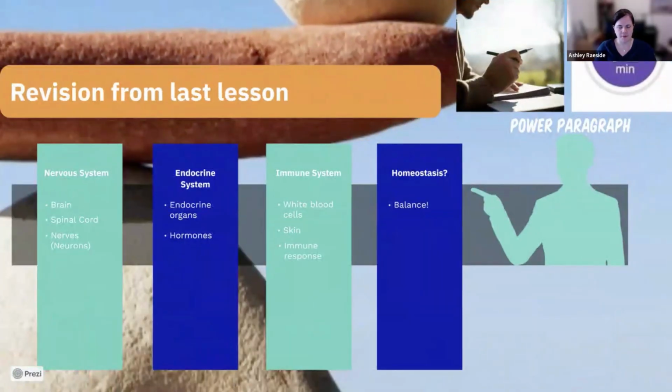All right, so we are going to do a quick 2-minute power paragraph. Now, this is a self-regulation learning skill to help you with your study. So what I want you to do is I'm going to get you to pause the video. You're going to set your timer for 2 minutes, and you're going to write everything that you can remember about the nervous system, endocrine system, immune system, and the homeostasis. Anything that you can remember. All right, and this will be a good starting point for some study for you. So pause now and go for it.